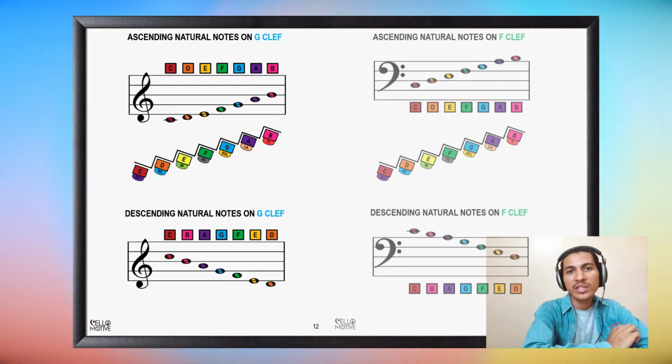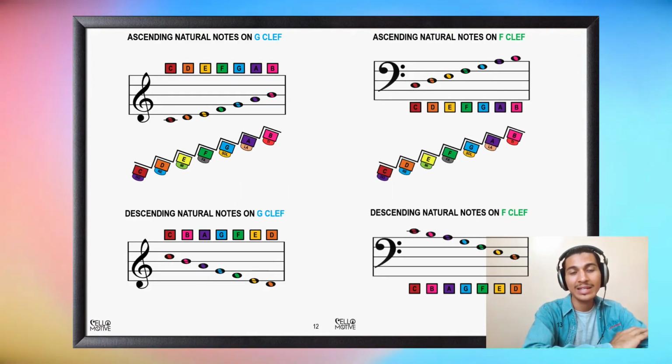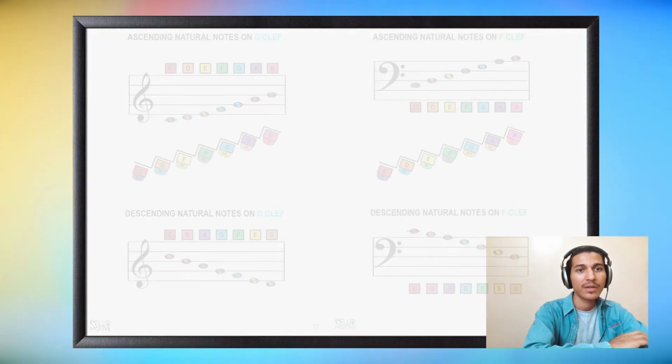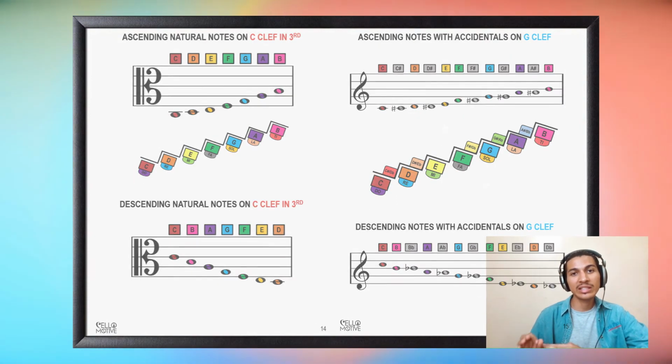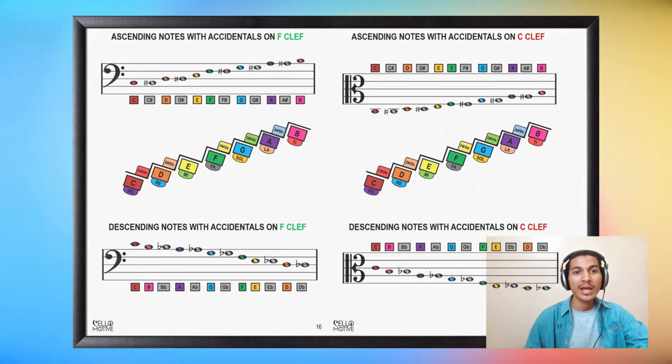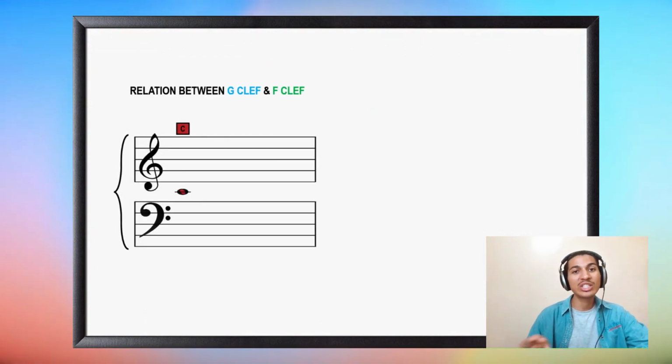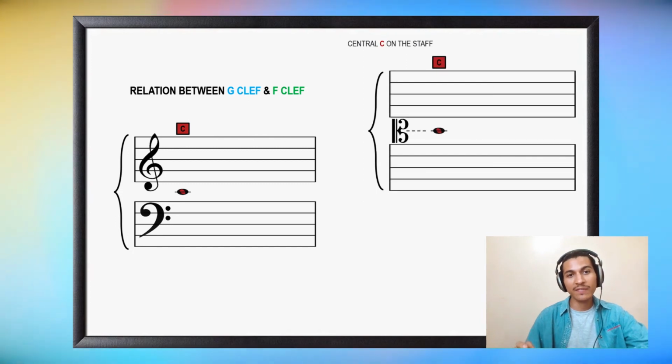Here you have the representation of the natural notes in ascending and descending way on the staff. We can see all this very detailed in the guide in the description below. Now see the relation between the G and F clef, and also the central C with the C clef. It's like the middle of everything and a good starting point for understanding where are the rest of the notes located on the staff.